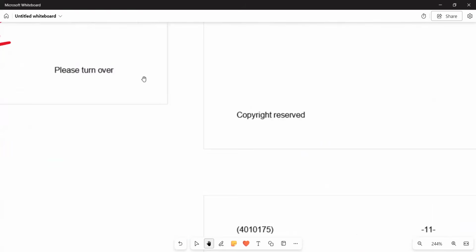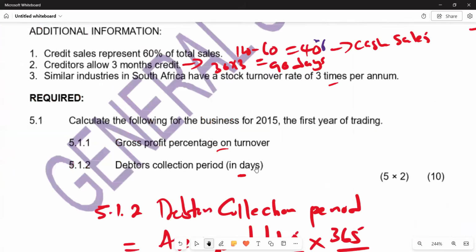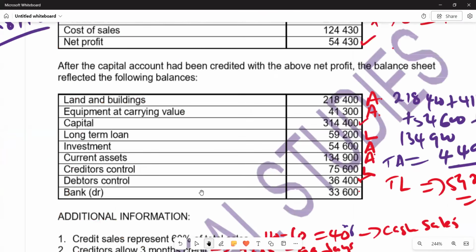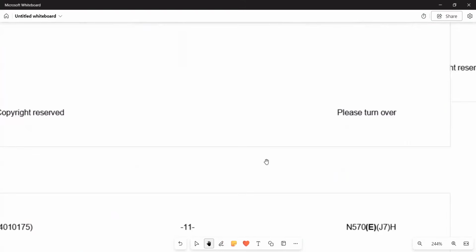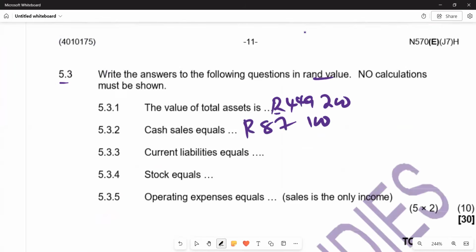Then current liabilities, we go there again. We did calculate that, but we can just go back and try to show where we can find that figure for current liability. Current liabilities, we've got only one item that we have there, which is creditors control, which is 75,600. So this is the figure that we can only put there. The other liability that is there is a non-current liability. So 75,600 is the figure. So we come here. So here we are saying 75,600.